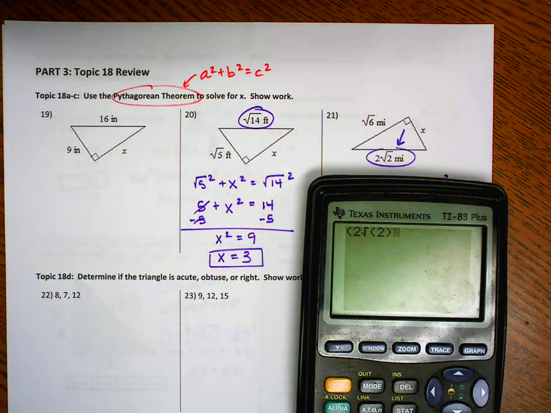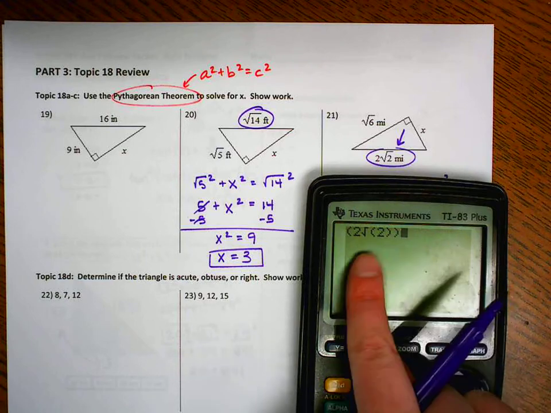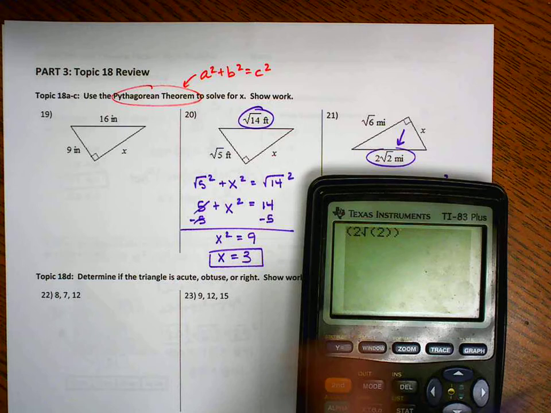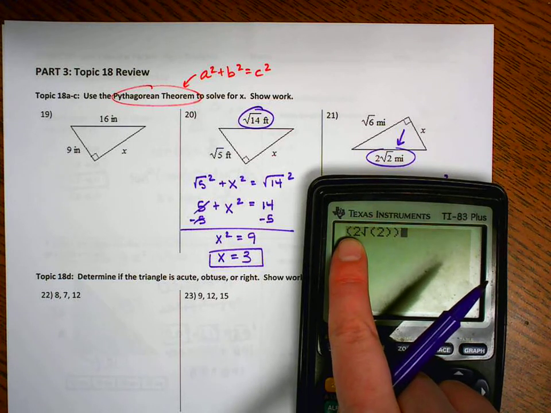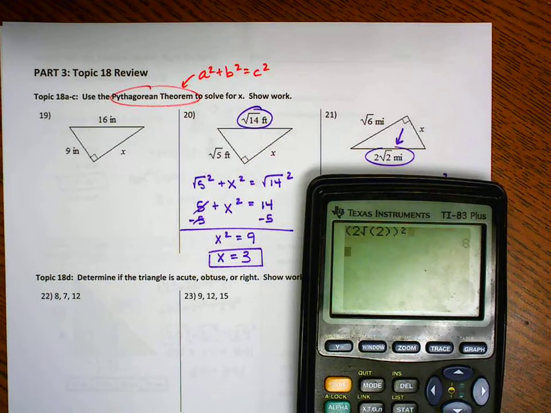Now on the old ones, notice I have to close the parentheses for that radical, and then I close it for the whole thing. If you have a newer calculator, that 2 is going to go under the radical and you just arrow out. But you need to make sure you have a parenthesis in the front and something that closes it, because we want to square this whole thing.